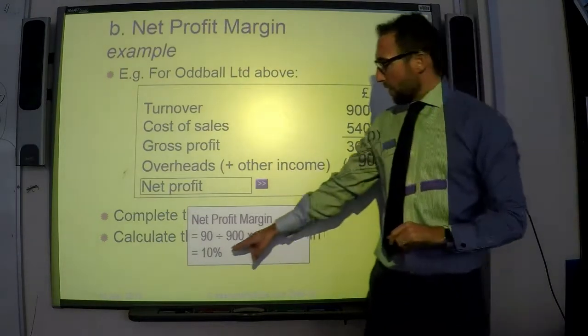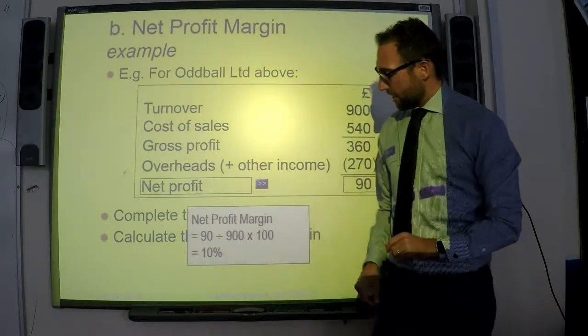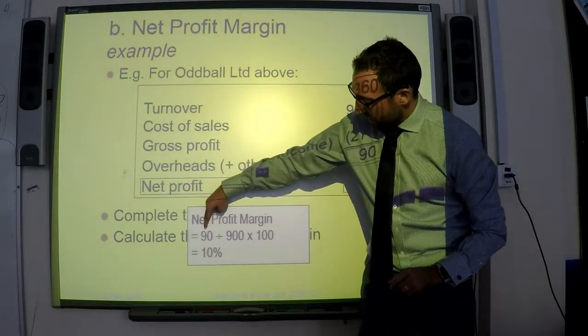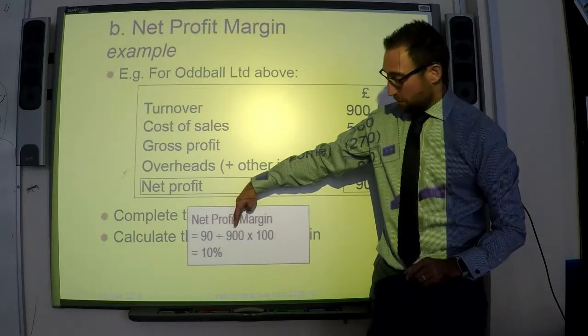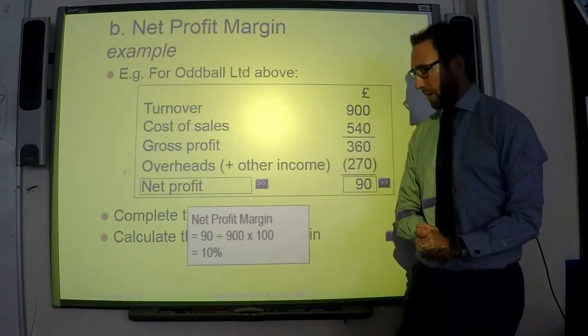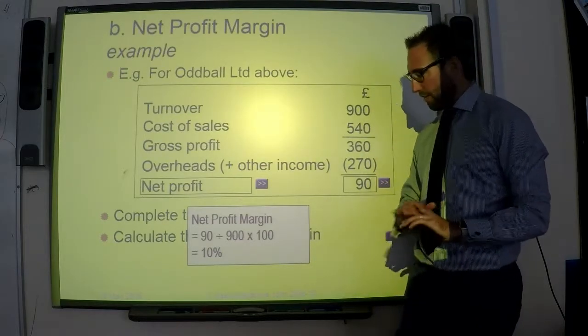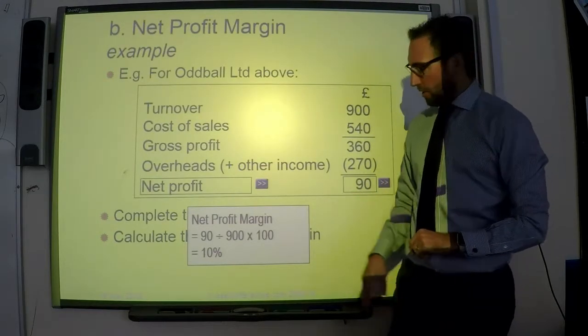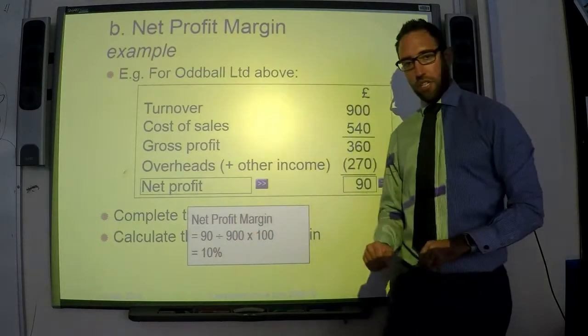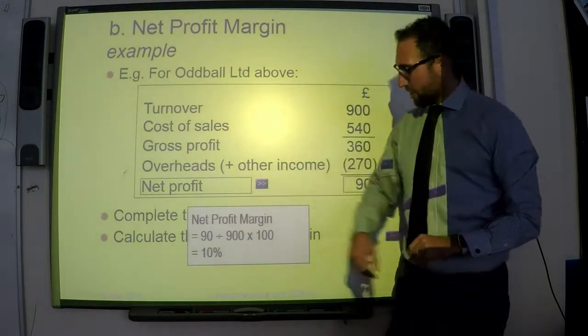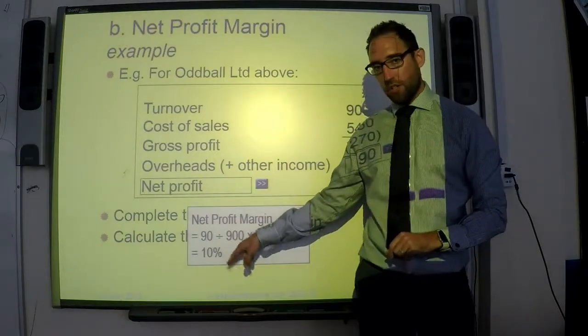So again, we want a higher percentage. The higher that percentage, the more net profit we have from our revenue. Okay, again, the ideal situation would be that we have costs of 0. If our cost is 0, we have no cost whatsoever, then we would have a net profit of 900. 900 divided by 900 times 100 would give us a net profit margin of 100%.